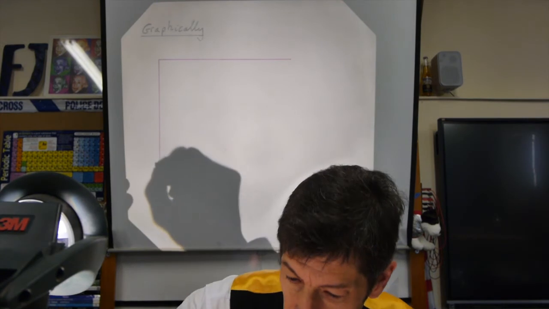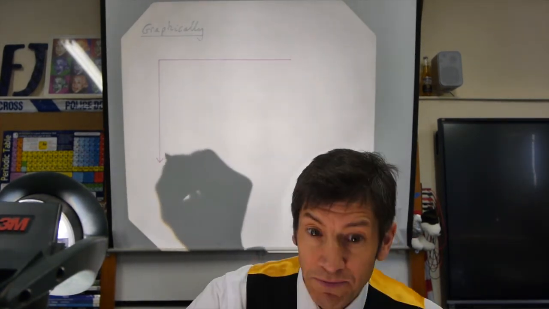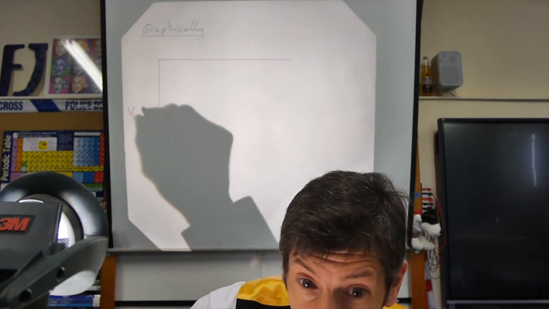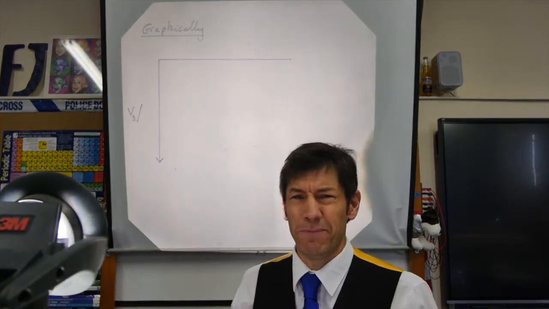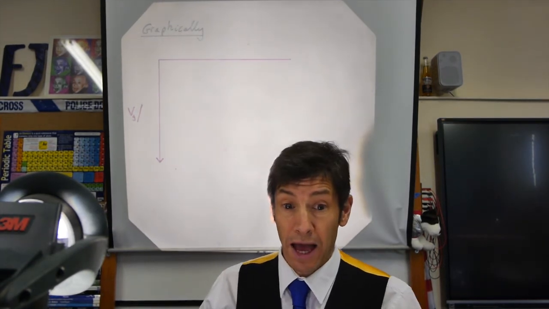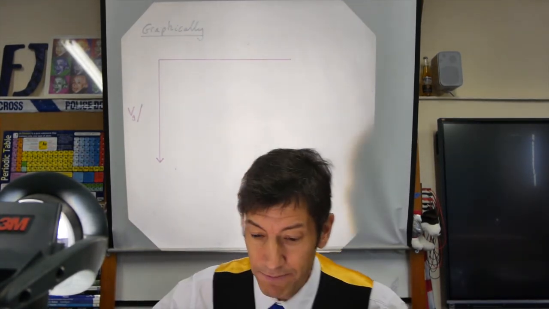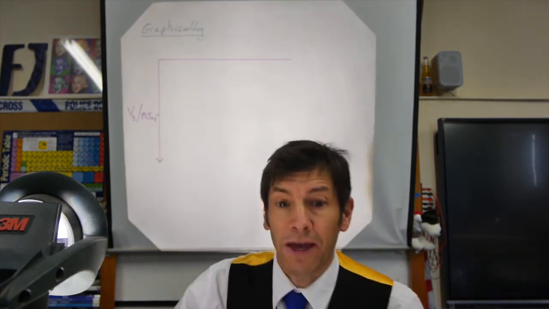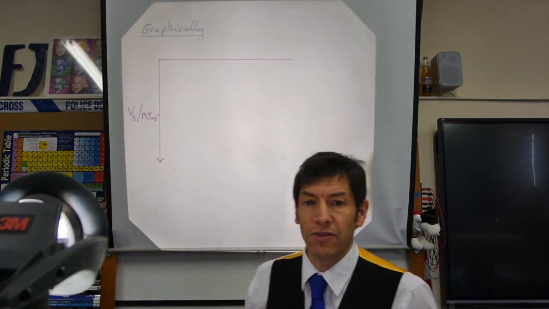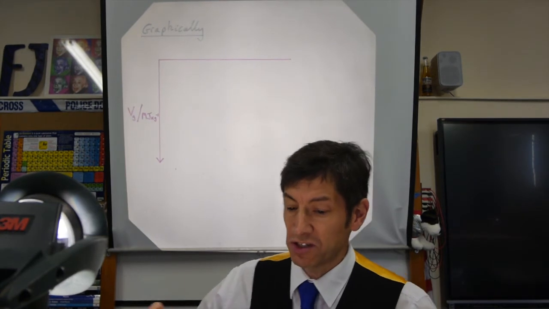This axis, the y-axis, is going to be the gravitational potential, and if you remember, on the Earth's surface it's about 63 megajoules per kilogram, so we'll do this in megajoules per kilogram. And then we'll do distance from the Earth.